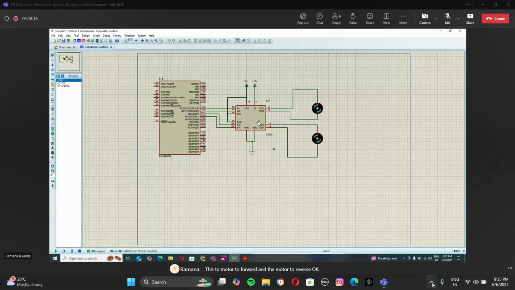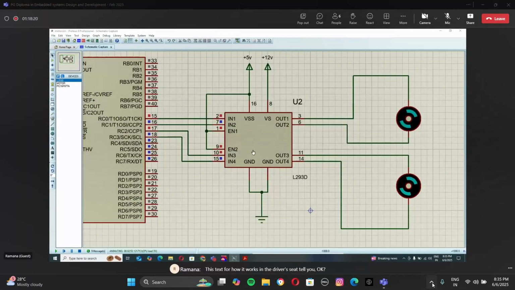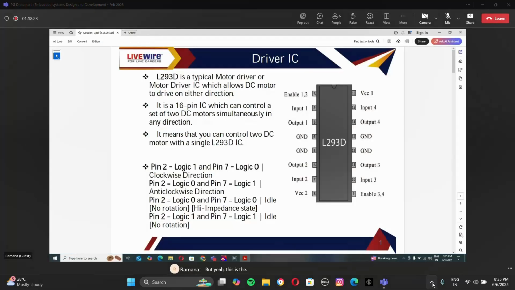This is the L293D IC, and this is the structure of the IC. The L293D is a typical motor driver IC which allows a motor to drive in either direction. It's a 16-pin IC which can control two DC motors simultaneously in any direction. Pin 2 and pin 7 are the inputs.